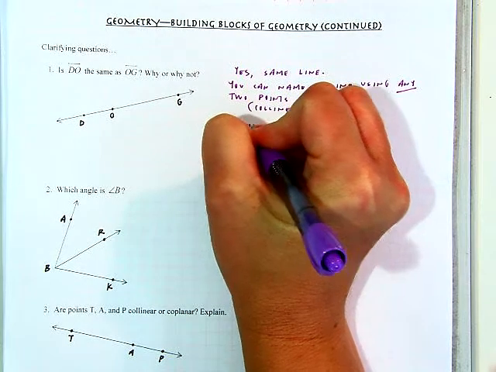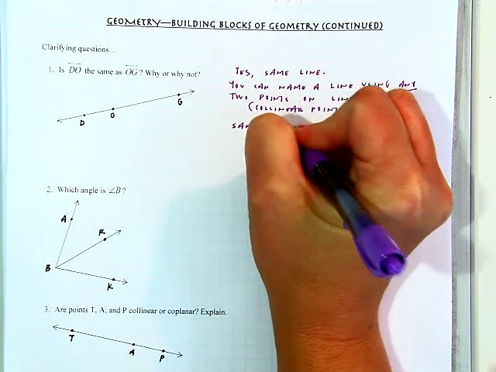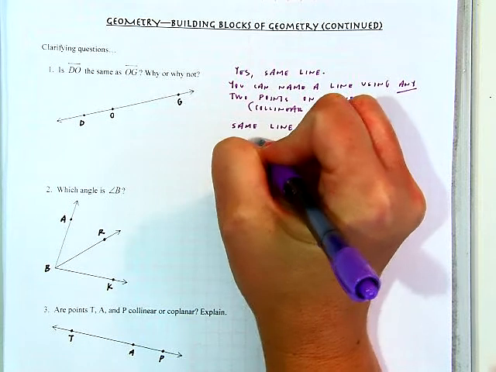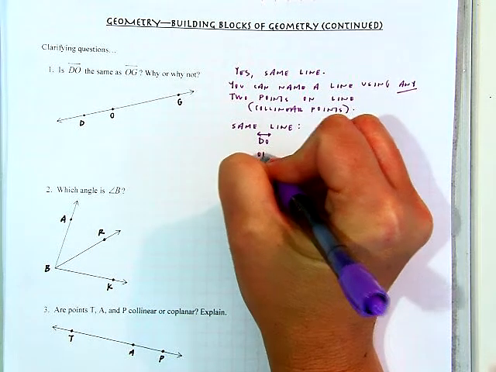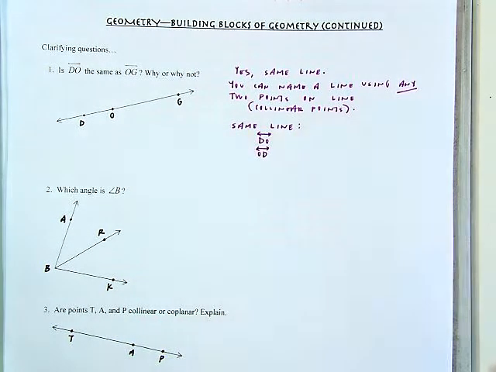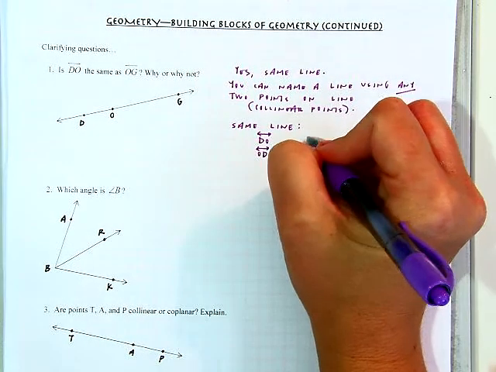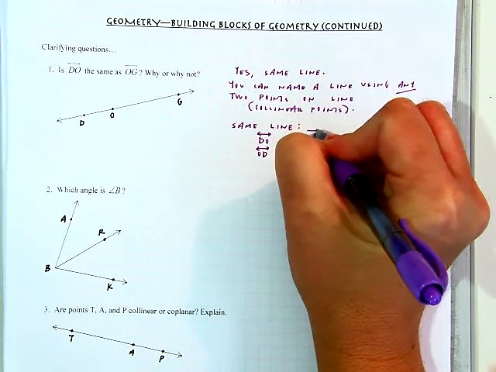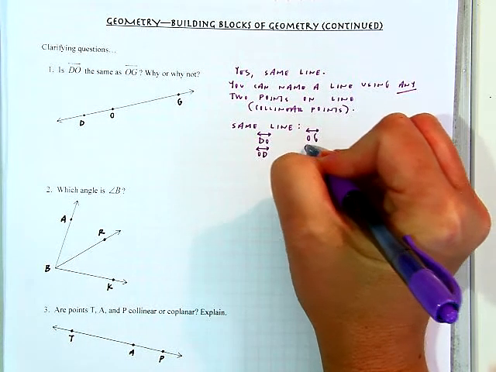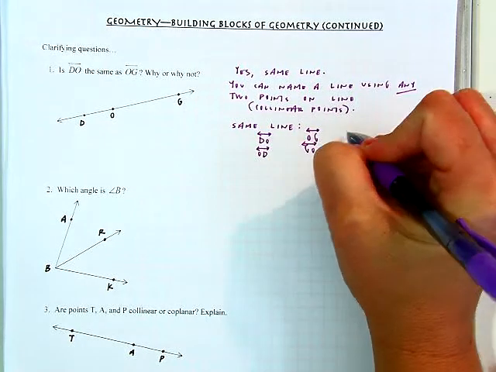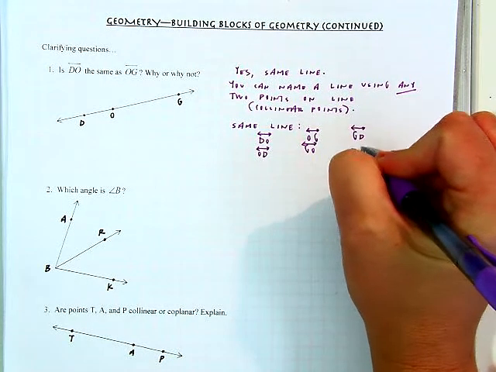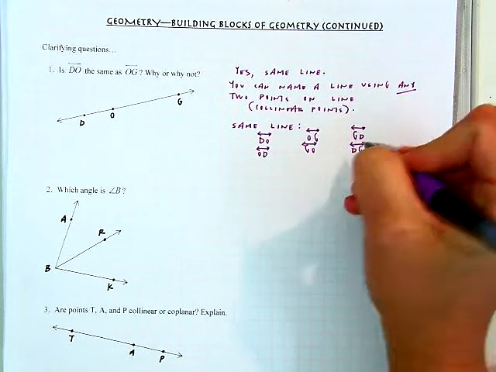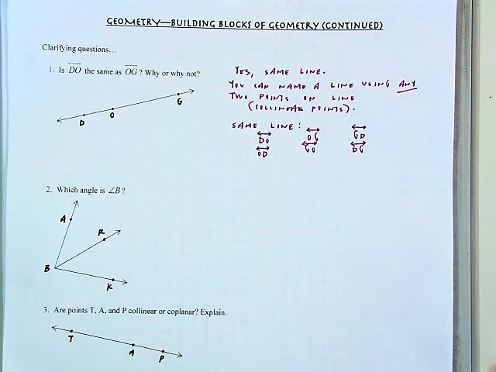So I'm just going to write that it's the same line no matter if I name it DO, double arrow, or OD, double arrow. I could also name it OG, double arrow, GO, double arrow. I could also name it GD, double arrow, DG, double arrow. All of those are the same line.